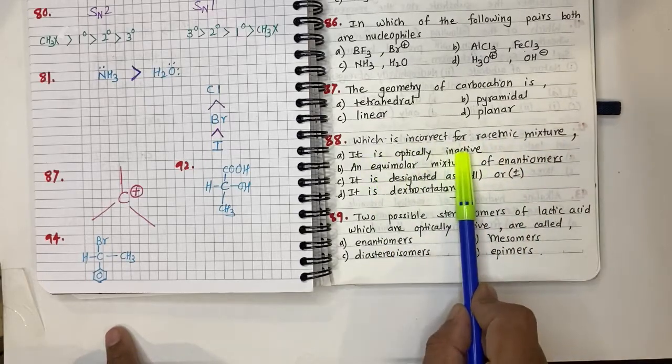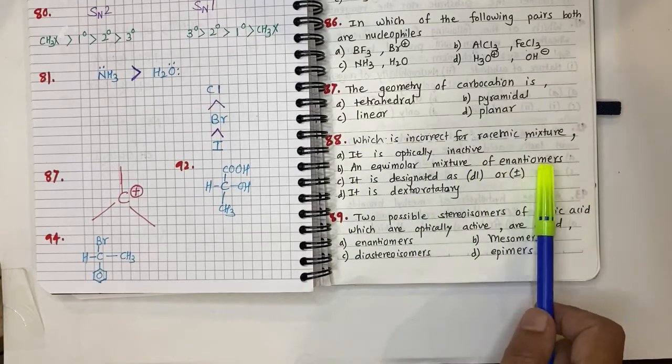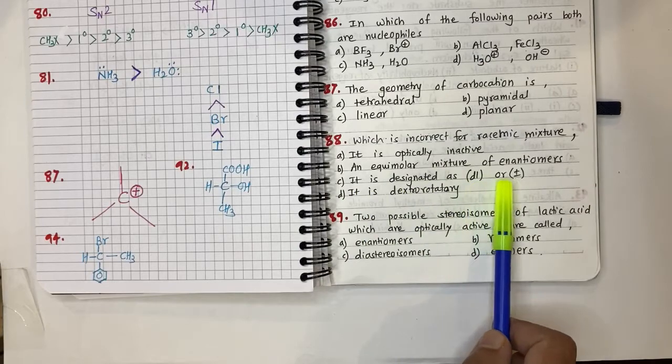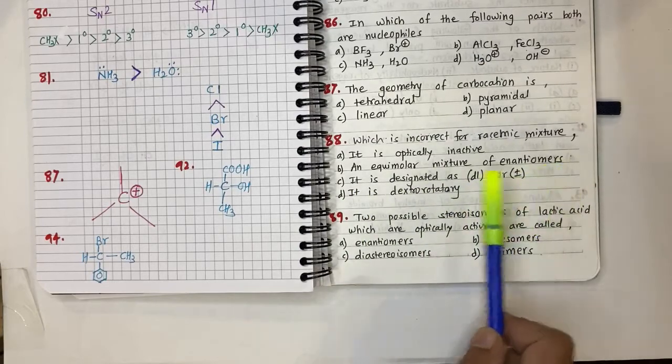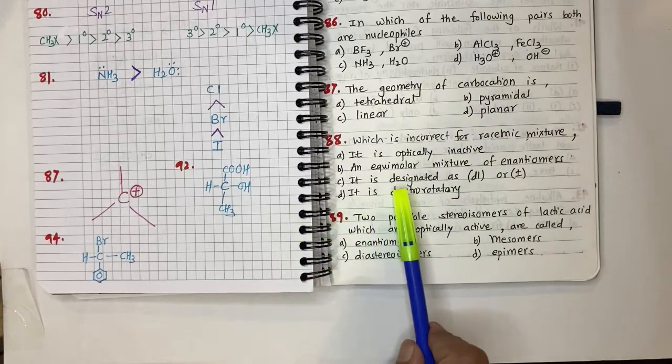It is optically inactive. It is a correct statement. An equimolar mixture of enantiomers. Yes, it is correct. It is designated as DL or plus minus. This is also correct. It is dextrorotatory. No, it is actually optically inactive.